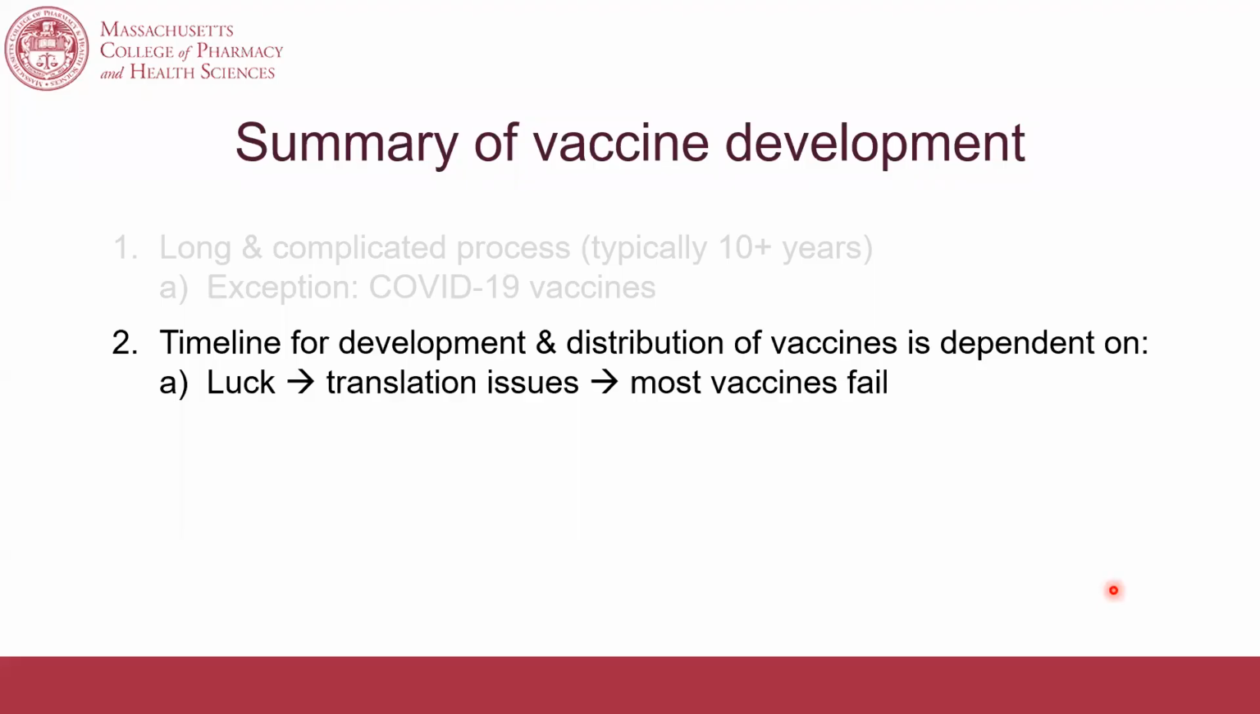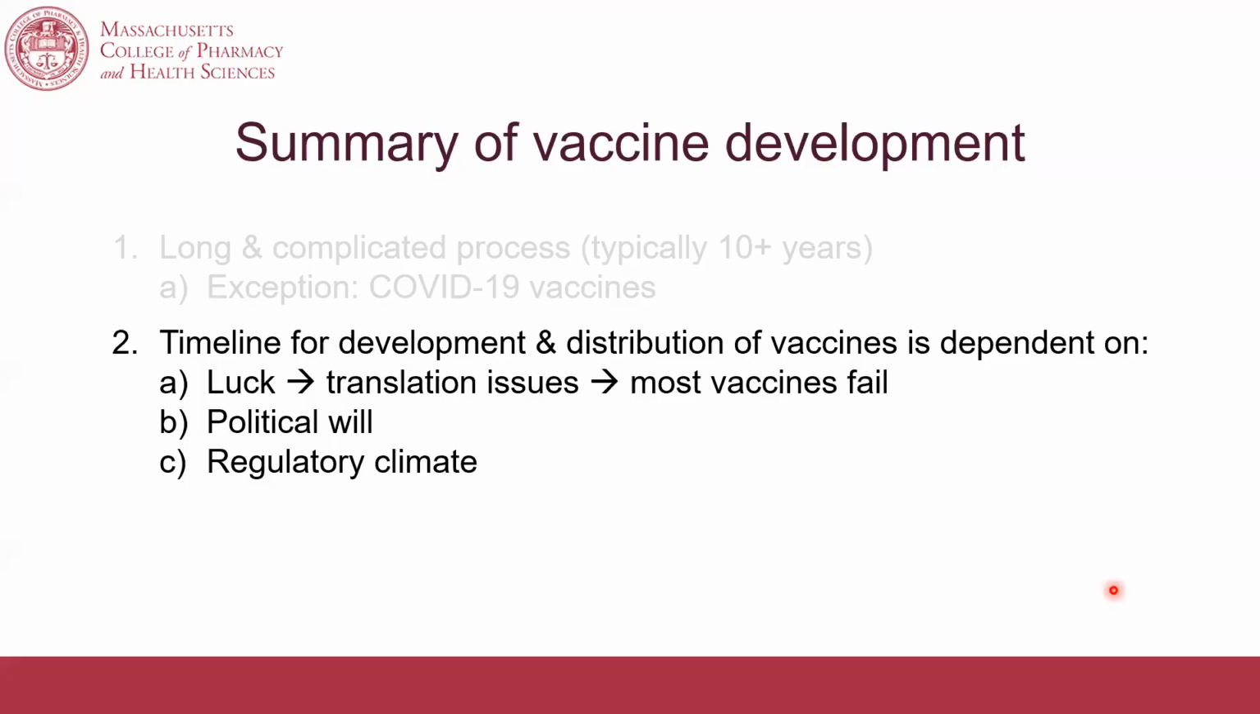Again, there are a lot of translation issues. Not everything that you see in preclinical studies translates into human models. Just because a vaccine is efficacious in animals, it might not translate and work in humans. And many times, most vaccines actually fail, and many drug companies spend a lot of money on vaccines that unfortunately fail in various stages of clinical trials.